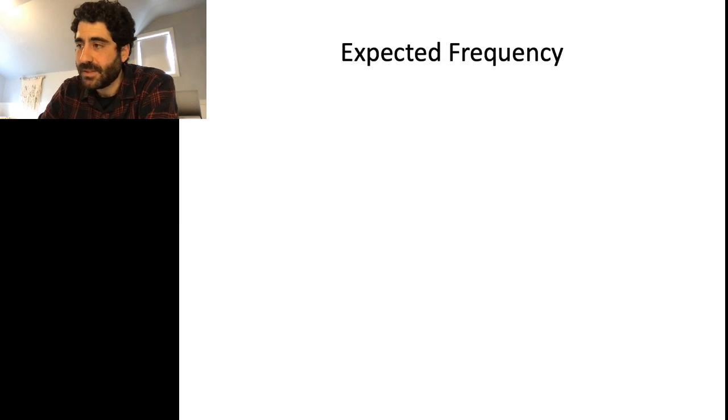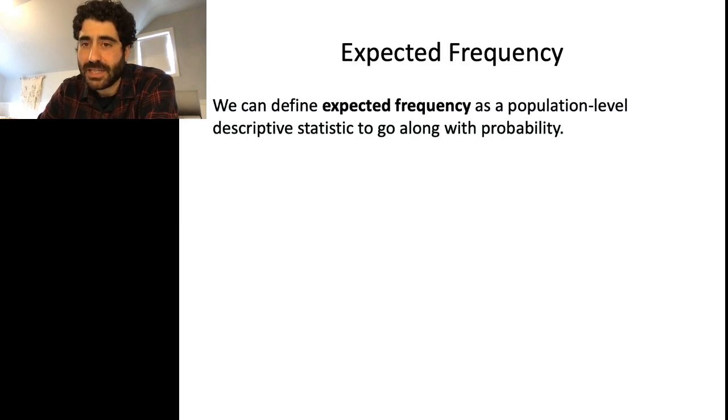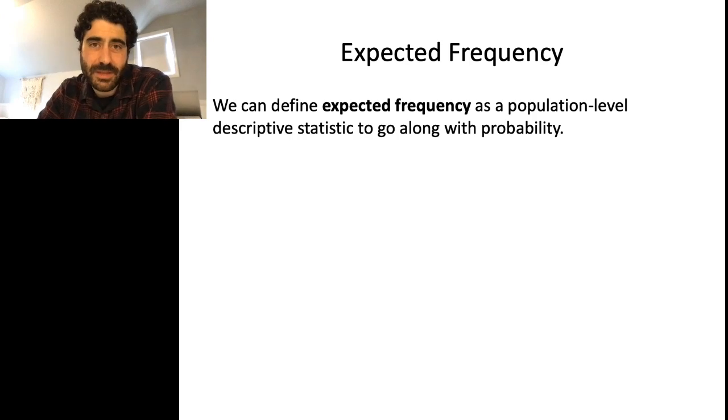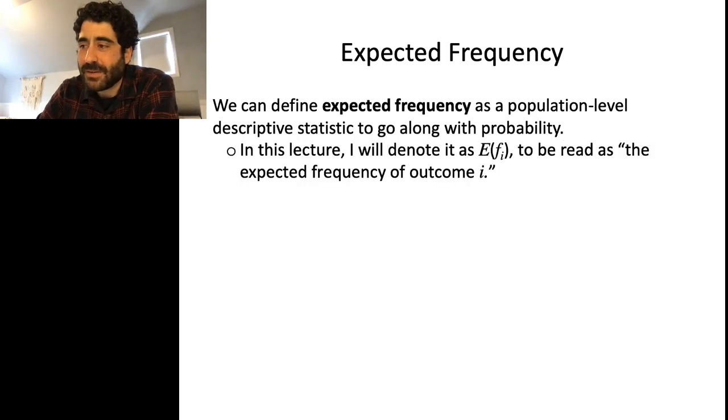Okay. And so, kind of similar to probabilities, we can also think about a population-level statistic that we can measure that has to do with frequencies. I'll write this as E of Fi, which means the expected frequency of outcome i.